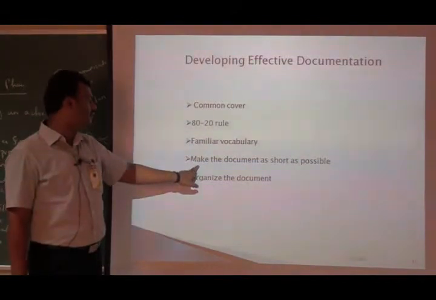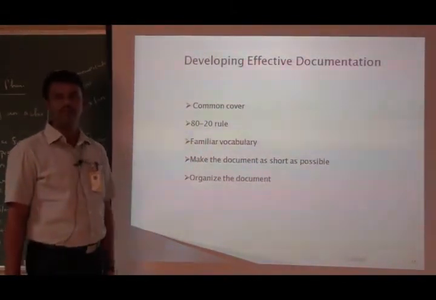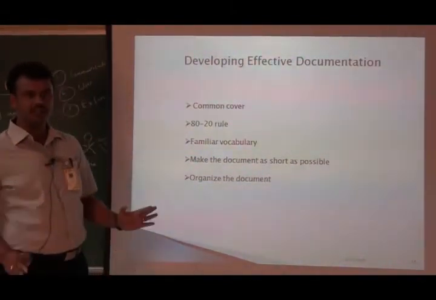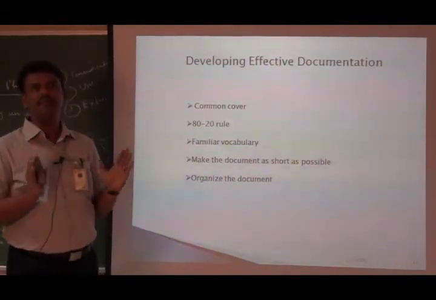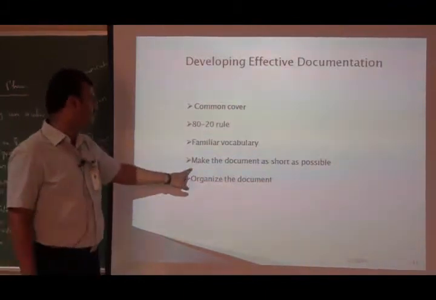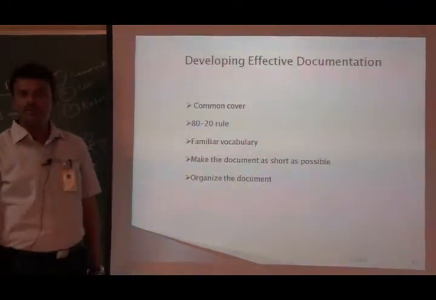The fourth one is to make the document as short as possible. Make the document as short as possible means the abstract and the summary are only within 3 pages. That is called making the document as short as possible. Finally, we are going to organize the document.